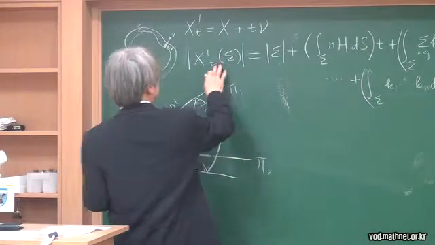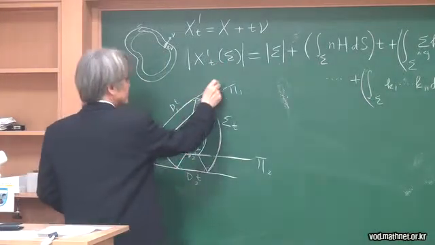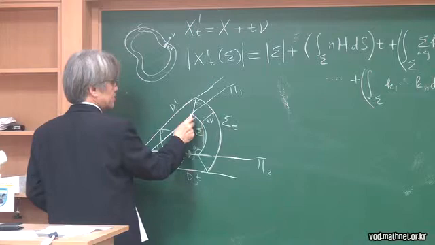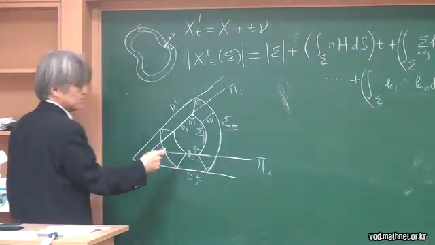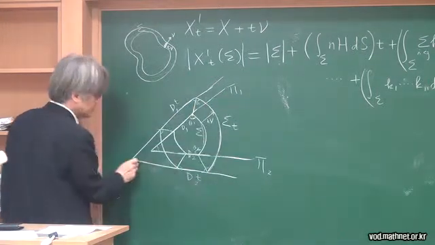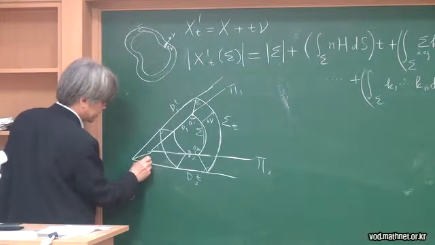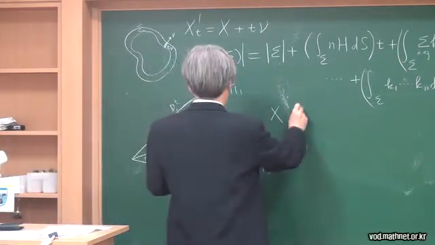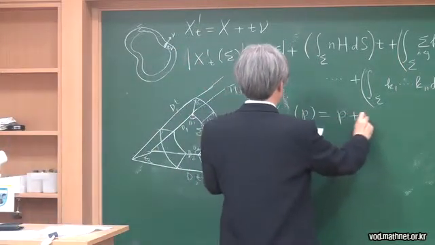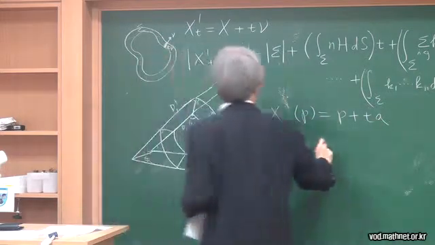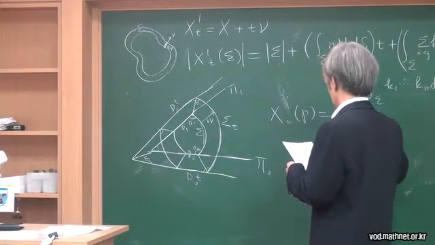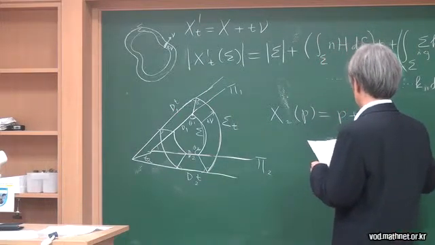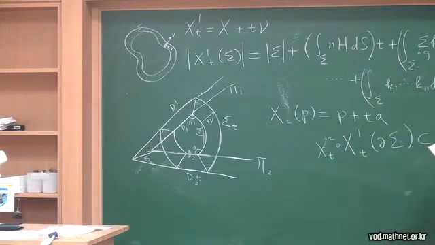So the first variation, unfortunately, by this variation, the boundary moves away from pi 1 and pi 2. So to move it back to pi 1 and pi 2, we use this translation, TA. So x2 equals p plus TA. Then x2t composed with x1t, this boundary is moved back to pi 1 and pi 2.